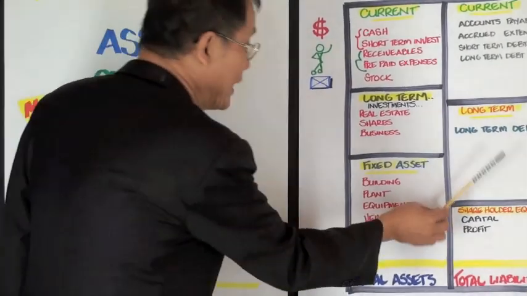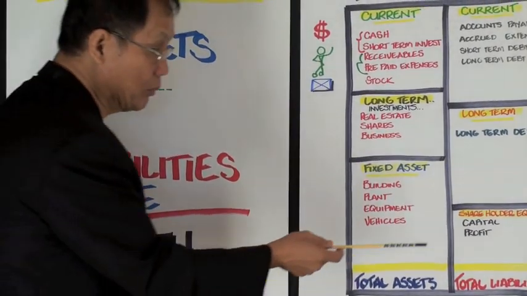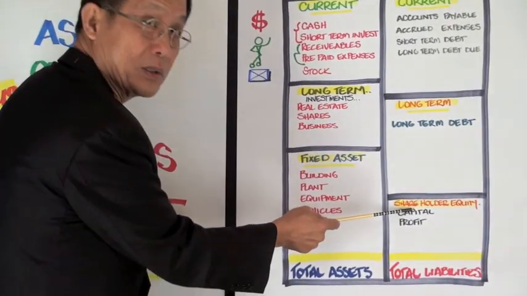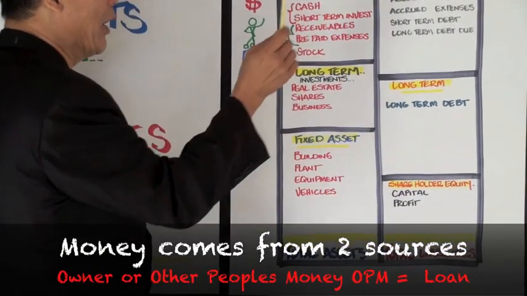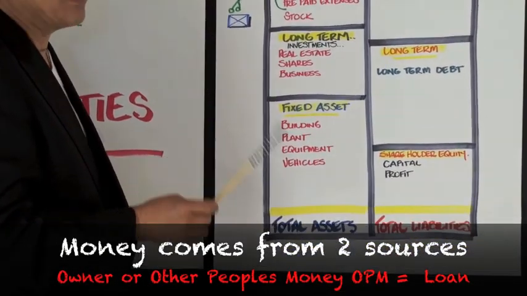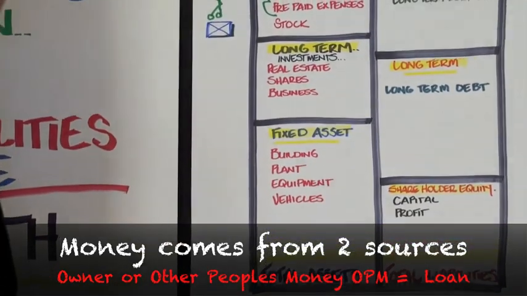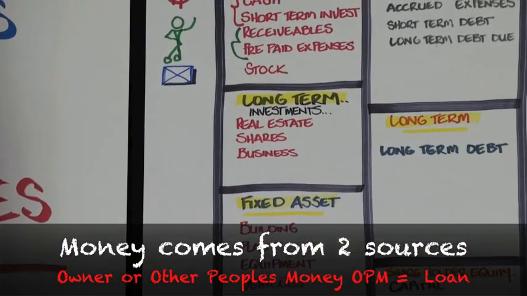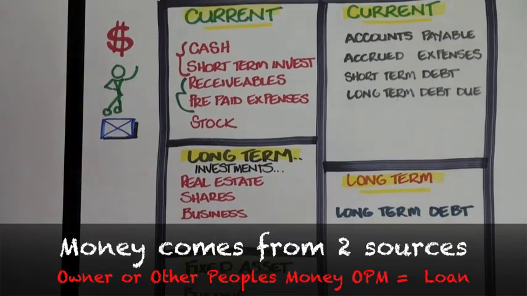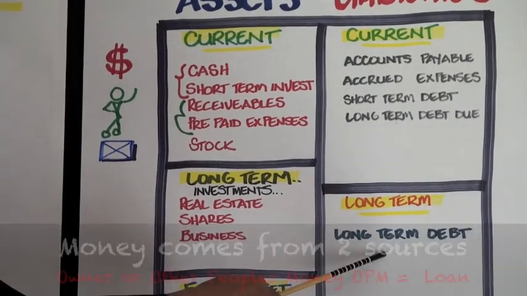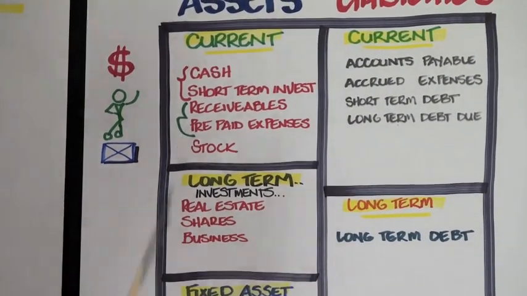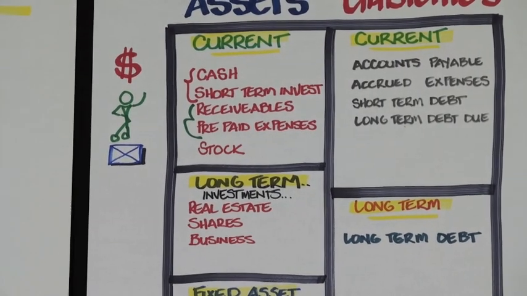And where did we get the financing for this? It comes from the owner, which is proprietary capital. Or if the owner doesn't have the money, he goes to the bank and gets a long-term debt, a 20-year loan. This is long-term debt.